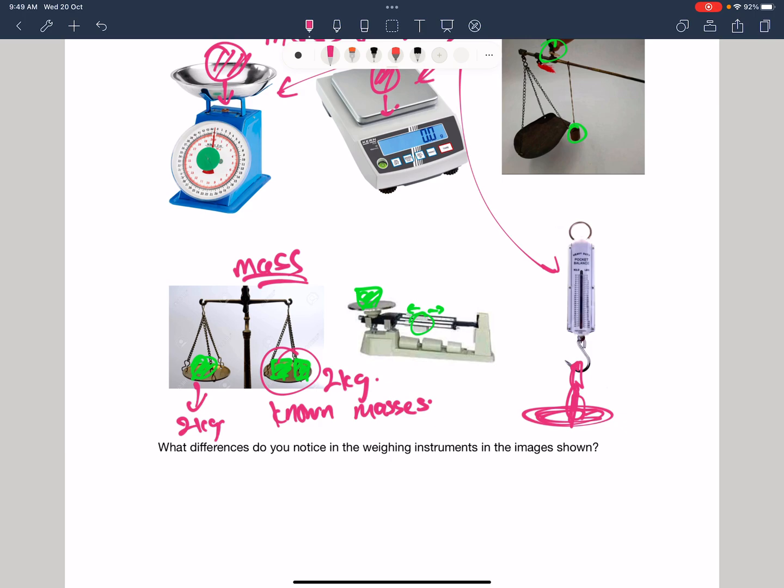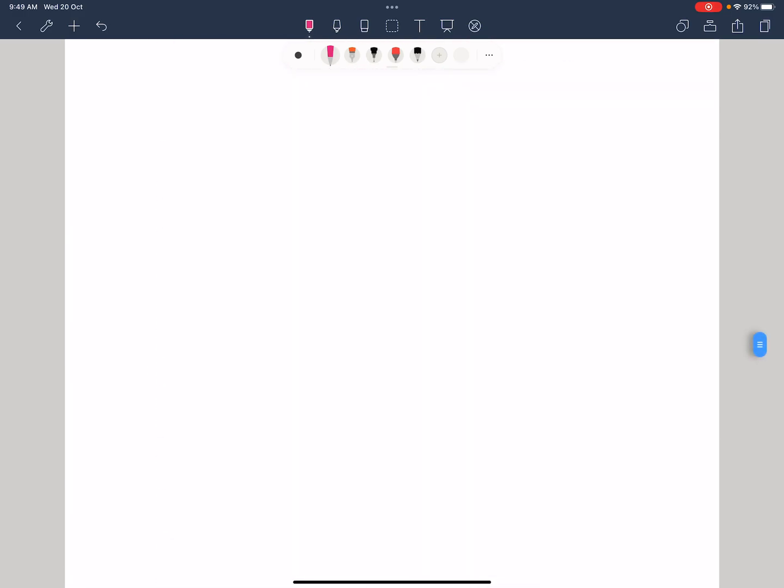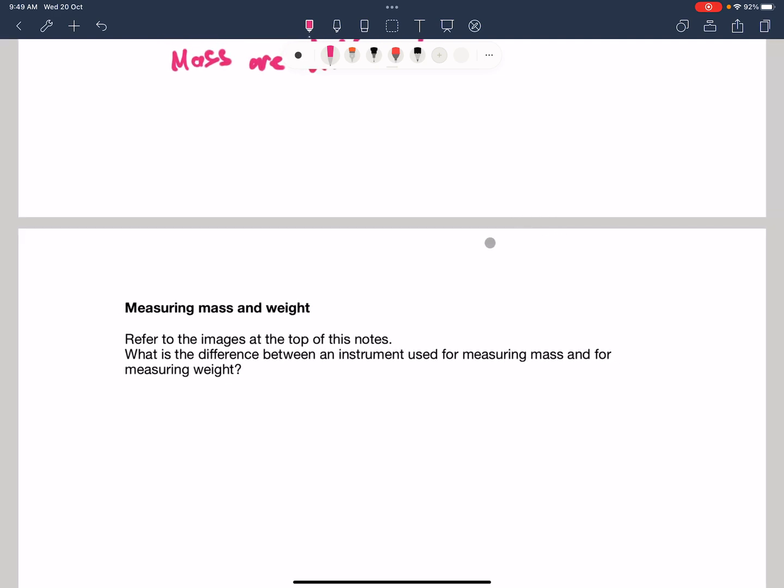Okay, so that is what I want you to know. So what is the difference between an instrument used for measuring mass and for measuring weight? Okay, for mass, the instrument will compare against known masses.